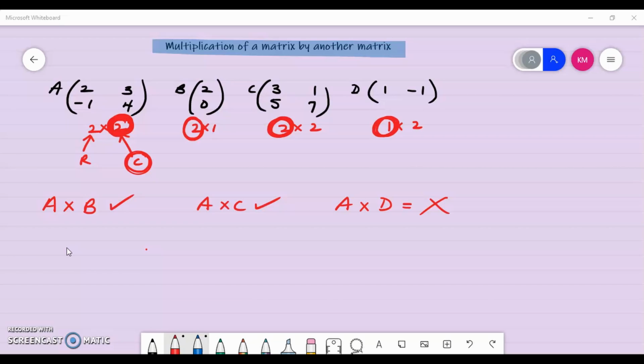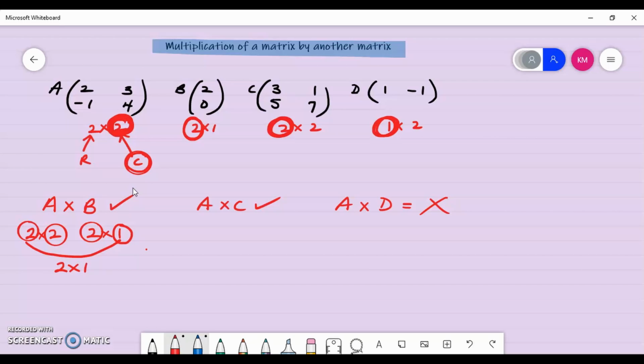Now, another thing to note is that when we are multiplying two matrices, other than writing down the order of our matrices and determining whether they can be multiplied, as in the case of A and B, we are seeing that they can be multiplied. These two numbers here, which tell us the number of rows and the number of columns, are going to tell us the order for our answer. So our answer here is going to be a 2 by 1 matrix.